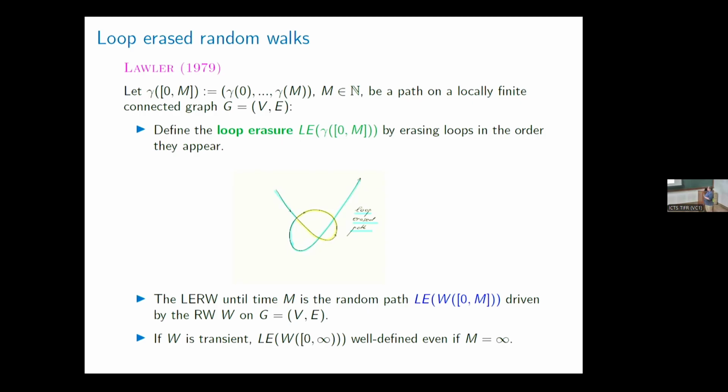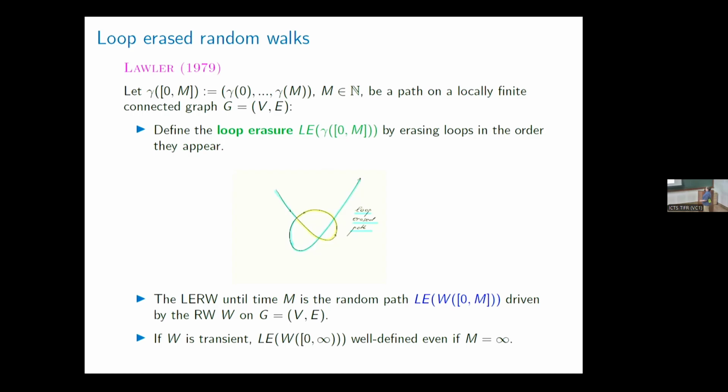It's defined as follows. If I have given a path segment with values in the vertex set, let's say of length m, on a locally finite connected graph, then I can define the loop erasure by literally just erasing the loops chronologically in the order that they appear. And I have here a small picture. Now, if the path goes like this, you see it's the yellow one which creates the loop, which we erase. And then when the blue path crosses this yellow one, it doesn't see it because it is erased already. So what you see in blue would be the loop-erased version of it.